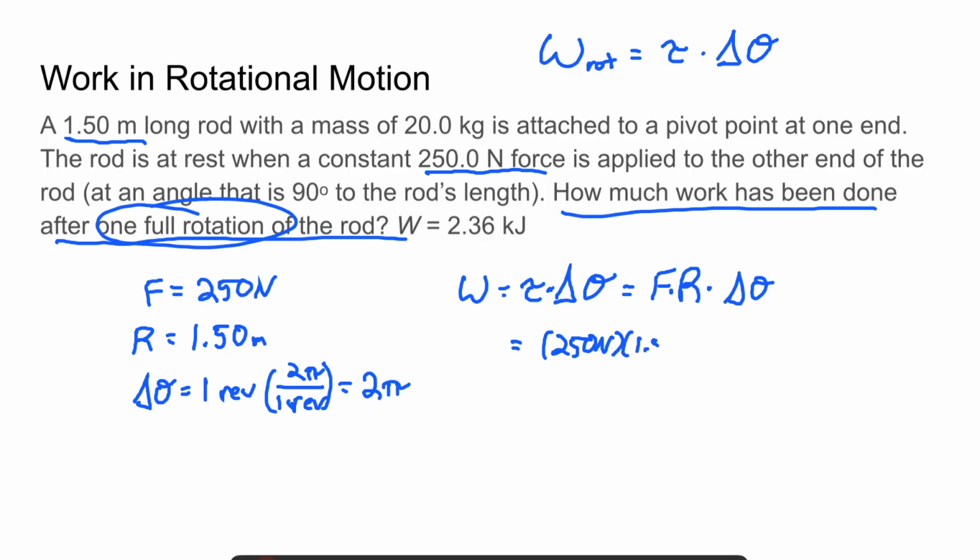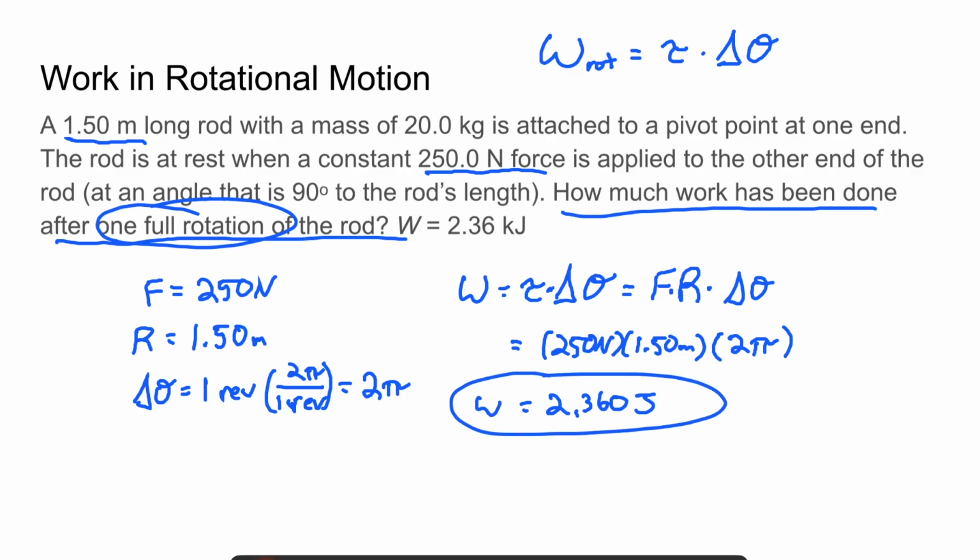For our force, we have 1.50 meters as the distance of that force being applied away from the pivot point. And then finally, our rotation angle: we're going through one full revolution, so that is 2 pi's worth of rotation. If we work the numbers there, we should end up with 2,360 joules worth of work.